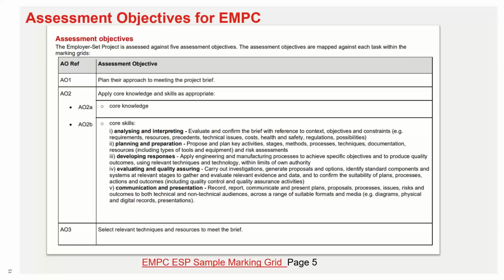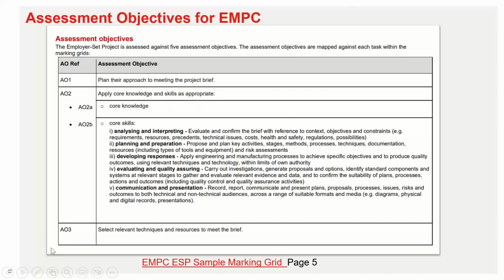We know that AO2 has the highest weighting because it's application of knowledge and skills, and you can see here how it's broken up. AO2A is about the application of core knowledge, and AO2B is about the application of the core skills. They were the core skills that we discussed earlier on in the slide, which are in the handout, and they give you a lot more breakdown of how those core skills are going to be interpreted and applied within the assignment. AO3 is all about selection. Did they select the right techniques and resources to meet the brief?